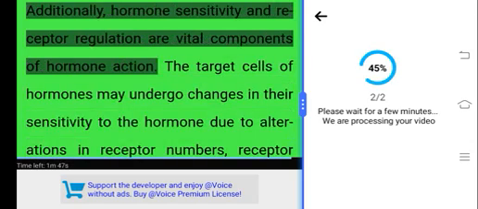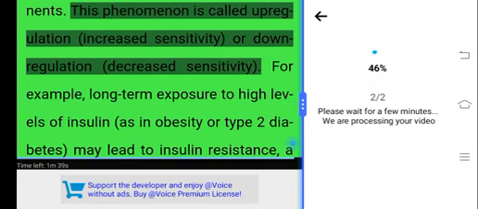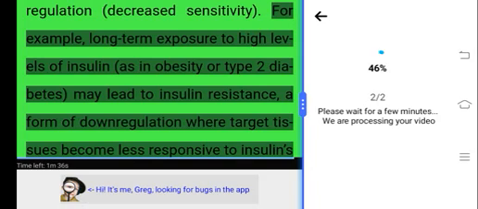Additionally, hormone sensitivity and receptor regulation are vital components of hormone action. The target cells of hormones may undergo changes in their sensitivity to the hormone due to alterations in receptor numbers, receptor affinity, or intracellular signaling components. This phenomenon is called upregulation, increased sensitivity, or downregulation, decreased sensitivity. For example, long-term exposure to high levels of insulin, as in obesity or type 2 diabetes, may lead to insulin resistance, a form of downregulation where target tissues become less responsive to insulin's action.